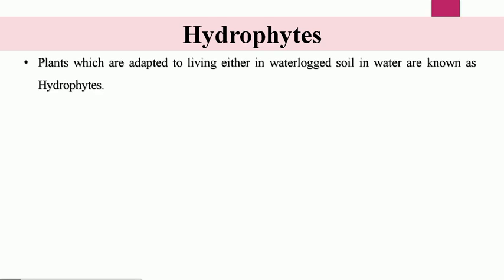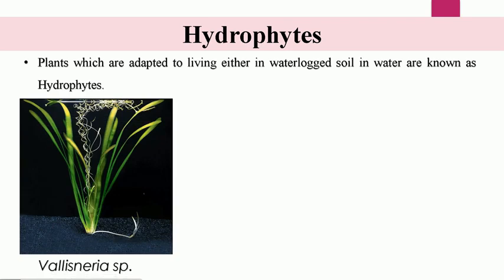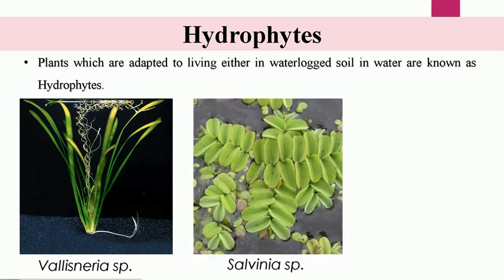First of all, hydrophytes. The hydrophytes are the plants which are adapted to living either in waterlogged soil or in water. They may be either fully submerged in the water like the Vallisneria, or they may remain floated or partially submerged in the water condition like in the case of Salvinia or Nilambo.